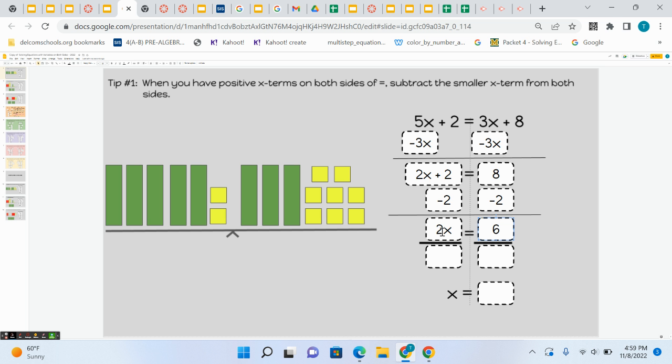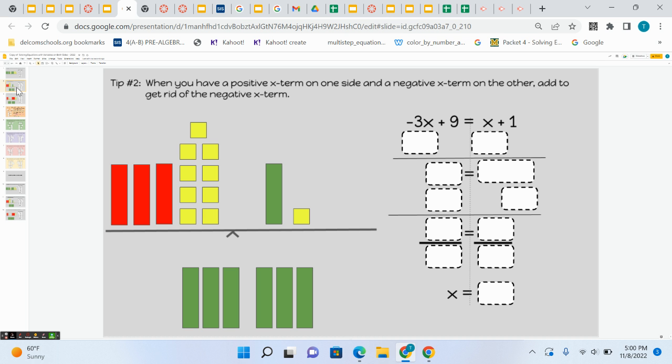To get rid of the multiplied number, I'm going to divide. So 2 is multiplied to x. So to get rid of that multiplied 2, I'm going to divide each side by 2. And then I have 6 divided by 2 is 3. So that's tip number 1. When you have 2 positive x terms, get rid of the smaller one.